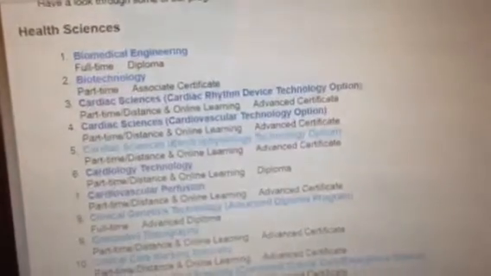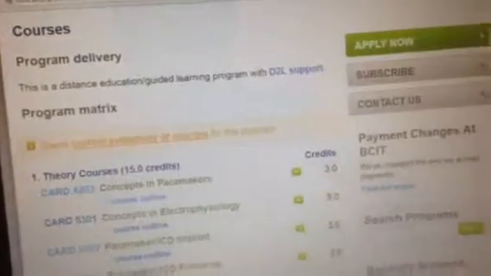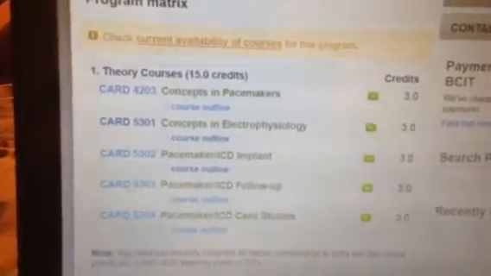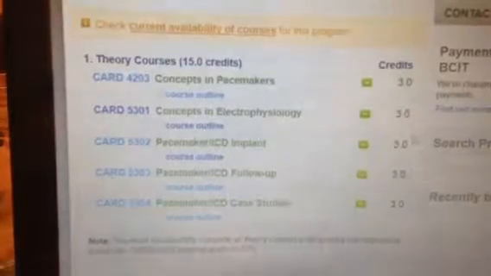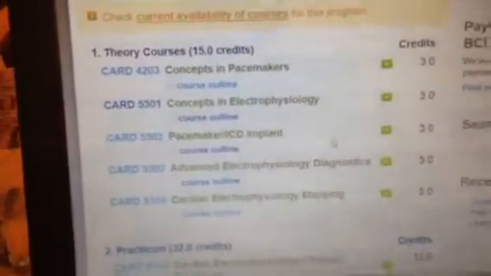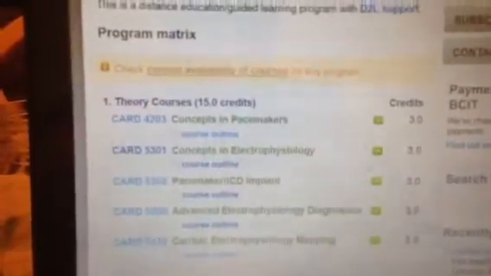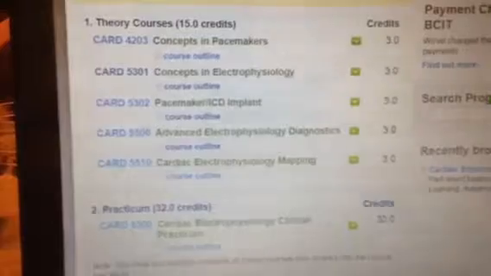The thing about these two programs is that the first three classes, so here's pacemaker technology: the first class is concepts of pacemakers, second is concepts in electrophysiology, and the third is pacemaker implant. And if I go to electrophysiology, it's the same three core classes, which is how they started setting it up once they got the EP going. And so, I got two of these classes out of the way. I just got done with concepts in electrophysiology. That was a basic intro into understanding electrograms and how EP studies go about, diagnostic and interventional.